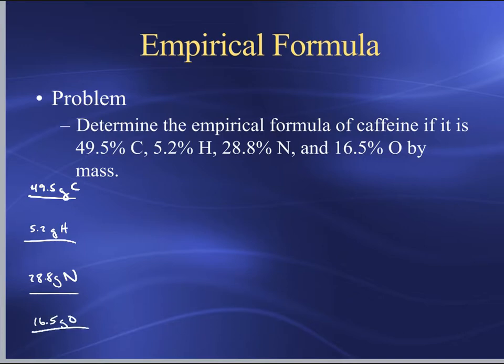Step 2 is to turn them all into moles. So we just divide by the molar mass of that element. The first one, 49.5 grams of carbon, is going to be divided by the molar mass of carbon, which is 12.01. Let's see what that gets us.